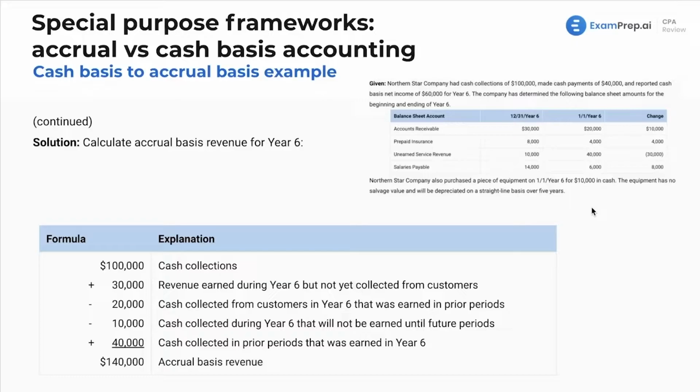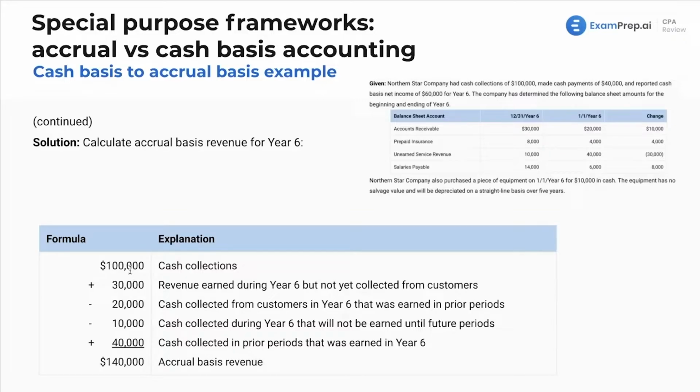When we go from cash to accrual revenue, just like if you went from bank to book, book to bank, you start with the respective balance that you have. So that is $100,000 of cash collections in the cash basis. So $100,000, $100,000. And that's how we're going to get to accrual basis. Just like if we went from bank to book, we start with the bank because we have bank, we're trying to find book. Next up, we need to add in the revenue earned during the year, but not yet collected from customers, because cash basis doesn't take that into account, but accrual basis does.